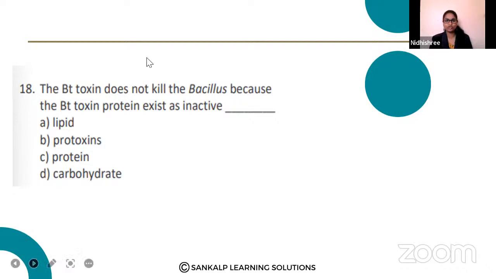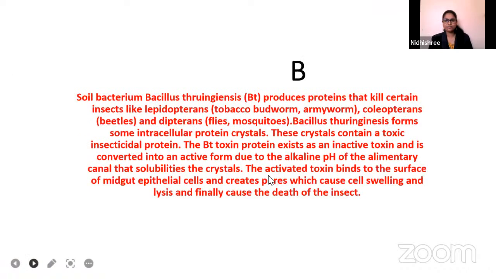Let me check the answer. Most of them voted for option B, that is protoxins. Option B, protoxin is the right answer.